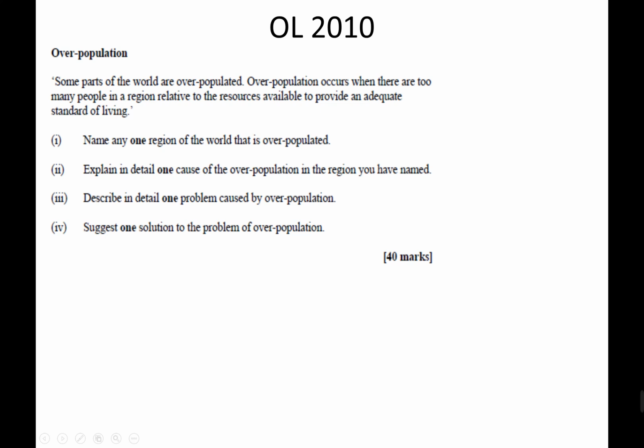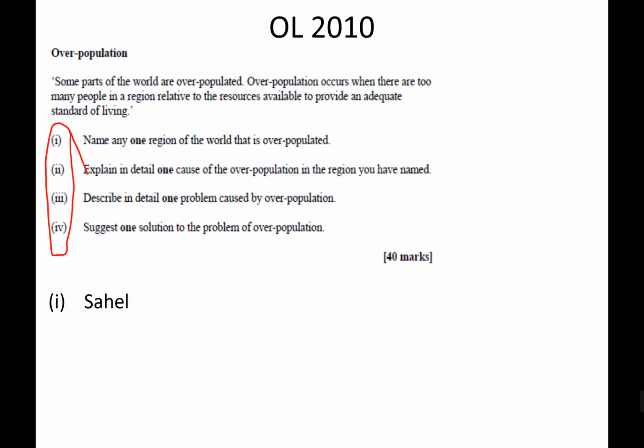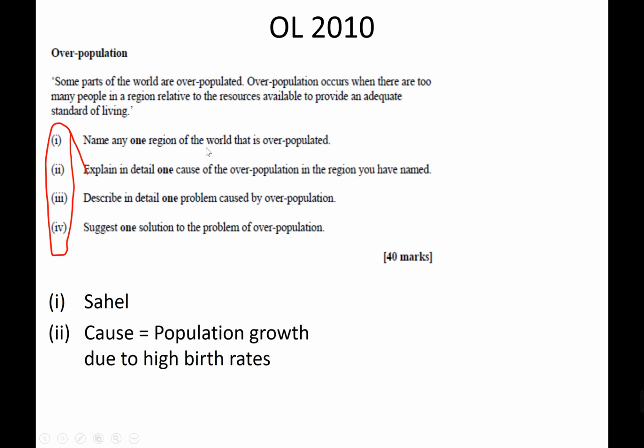Alright. Okay, I think this is the last one we're going to take a look at. So again, making sure that your answer mirrors the question here. Some parts of the world are overpopulated. Overpopulation occurs when there are too many people in a region relative to the resources available to provide an adequate standard of living. So here they give you the definition. Right, so name any one region of the world, the Sahel. Describe in detail one cause, population growth due to high birth rates, the problems, solutions. Sorry, it's just one solution. I went a bit nuts there. So one cause, one problem, one solution.